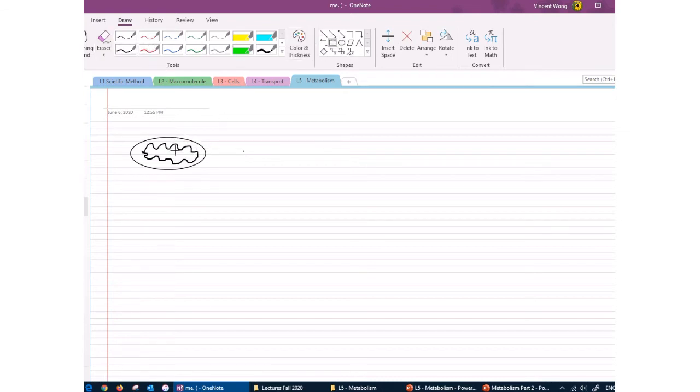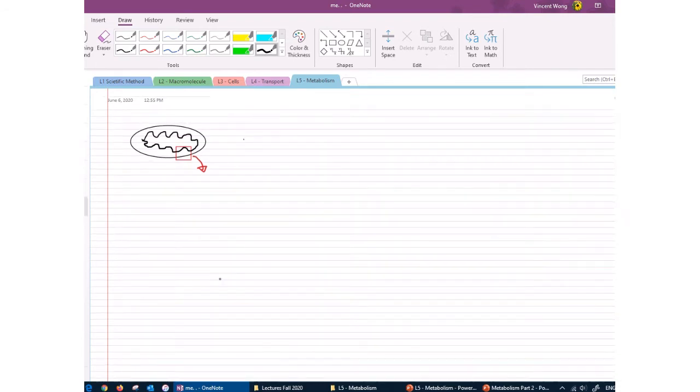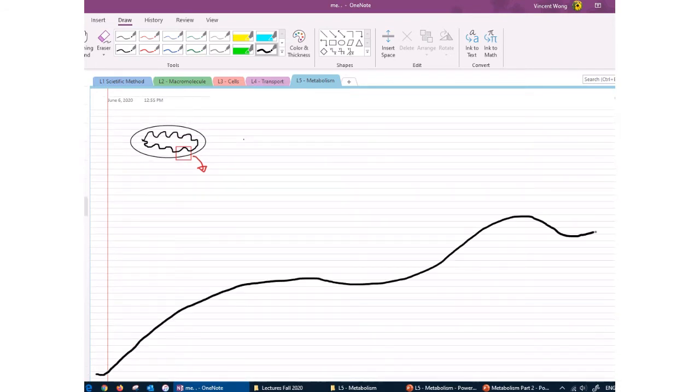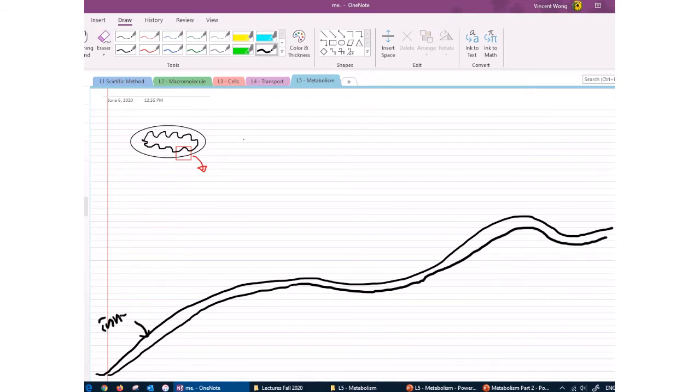So we're going to zoom in into this area here. We are going to draw that on a much bigger scale. So there we have the inner membrane, and it is folded up to increase surface area, so you can pack more electron transport chain in. So this is the inner membrane.